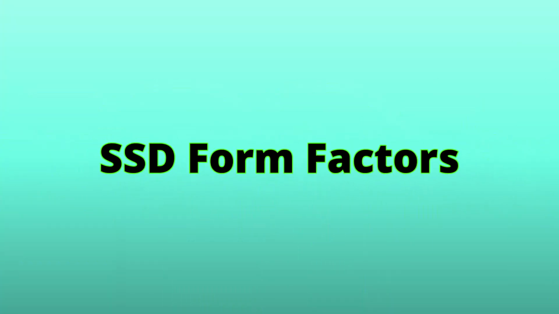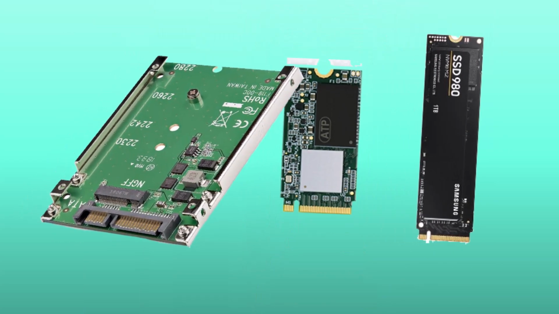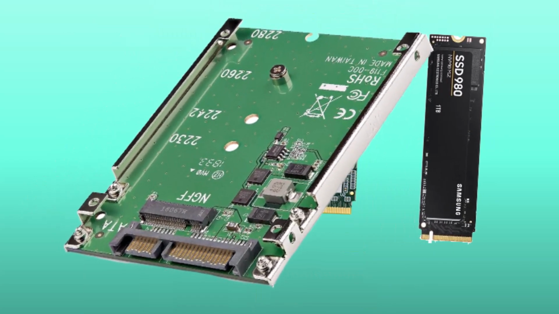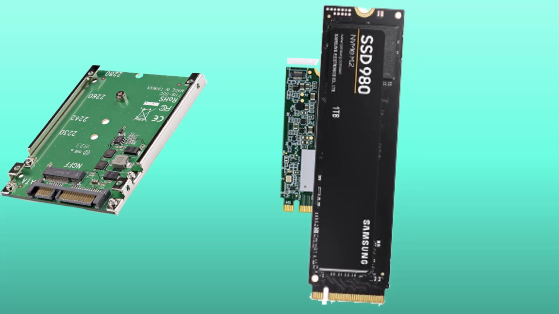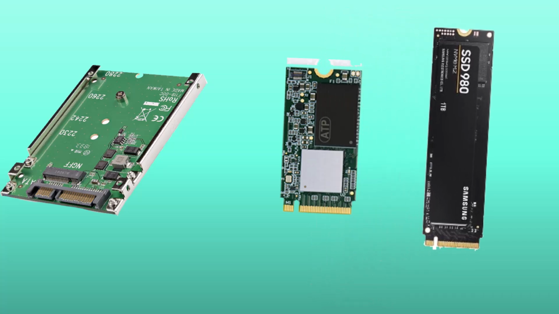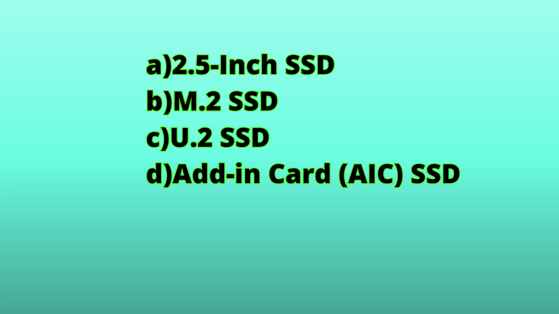Number 2. SSD form factors. Next up, let's talk about SSD form factors. Form factors define the physical size and shape of the SSD. There are four main types, which are 1. 2.5-inch SSD, 2. M.2 SSD, 3. U.2 SSD, and 4. Add-in card SSD.